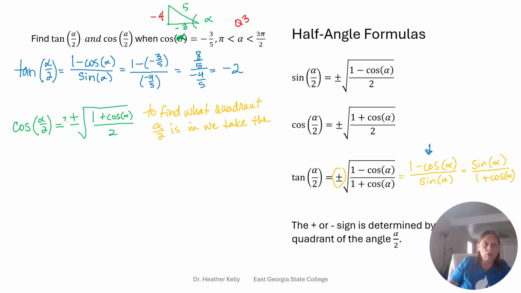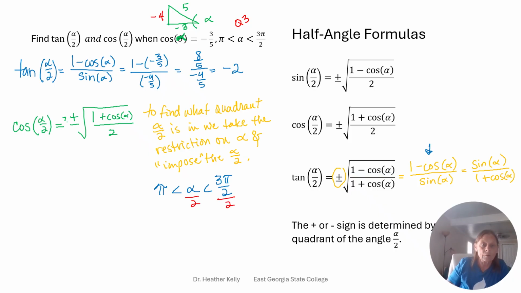we take the restriction on alpha and impose it on alpha over 2, and I'm going to show you what I mean by that. I'm going to start off with our original, so that's pi less than alpha less than 3 pi over 2. That's our original restriction. Now I'm going to divide everybody by 2. And so our new quadrant for alpha over 2 is between pi over 2 and 3 pi over 4.